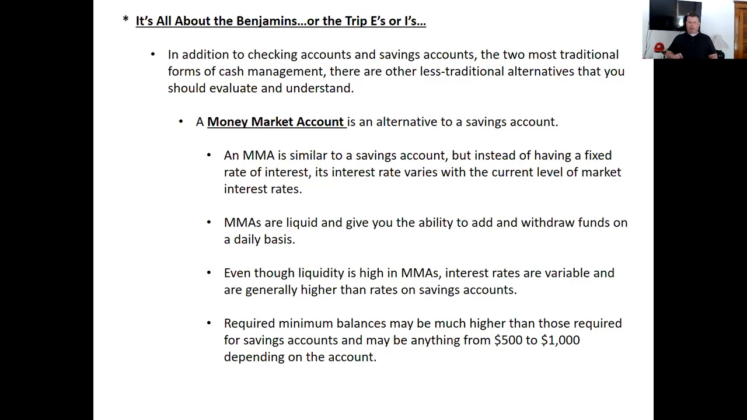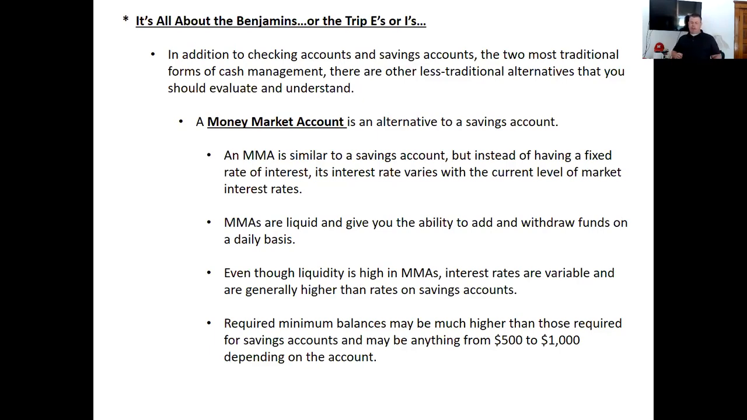So in other words, it's kind of like bidding on eBay. Sometimes the bids are going to be low, sometimes they're going to be high. So you're taking that risk by opening an MMA, but because you're taking a little bit more risk, normally the interest it pays will be a little bit higher. MMAs are liquid. They give you the ability to add and withdraw funds on a daily basis. So even though liquidity is high in MMAs, interest rates are variable and are generally higher than rates on savings accounts because of that variability and risk.